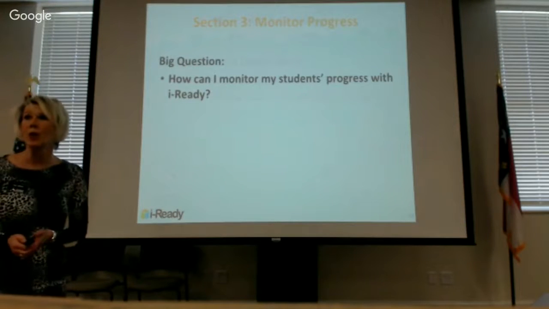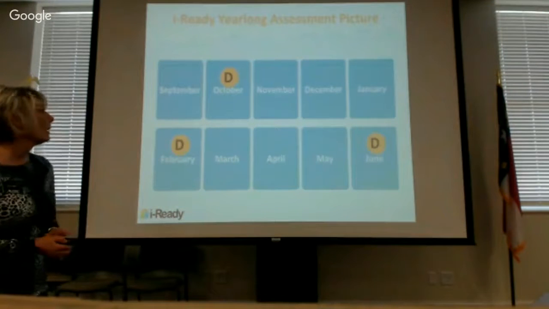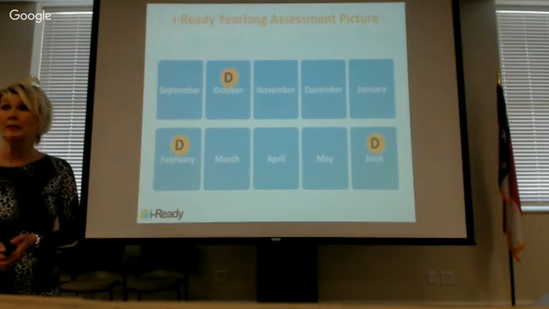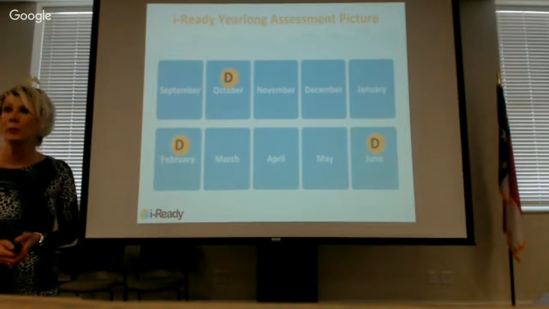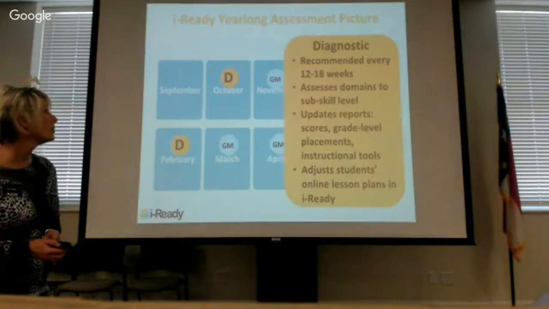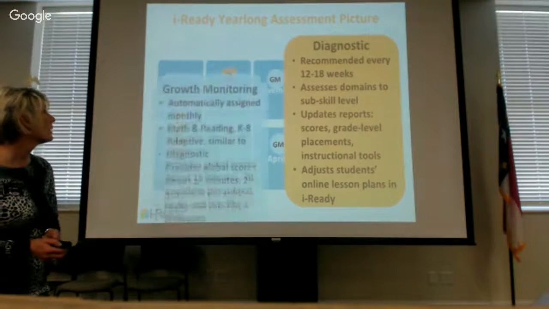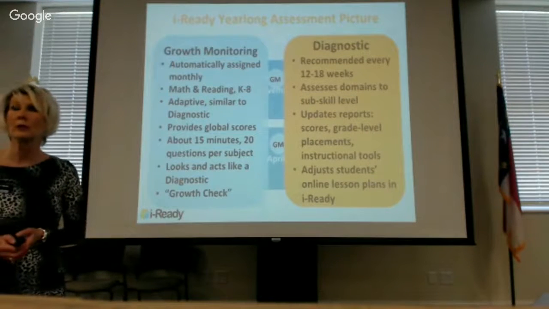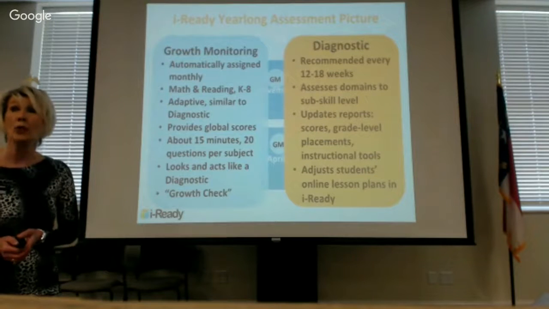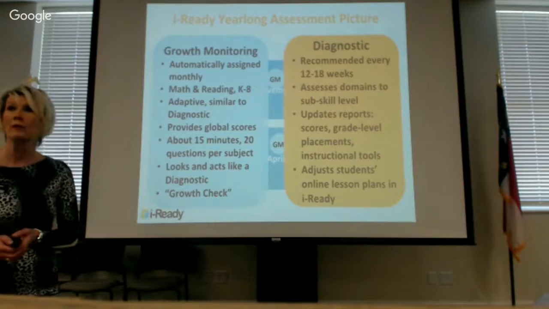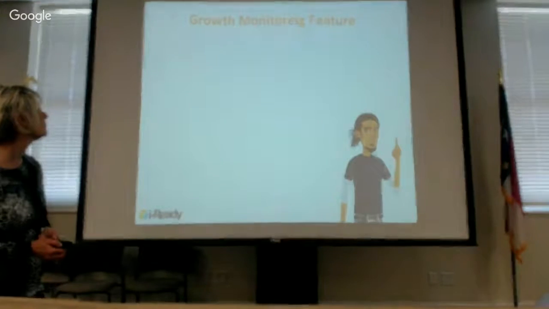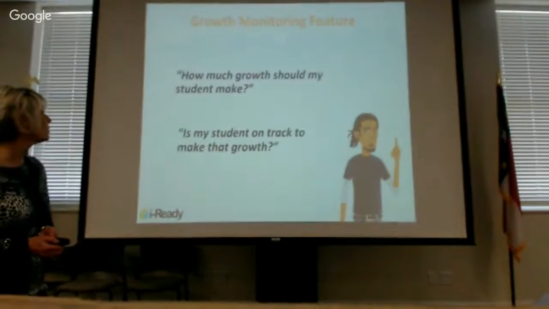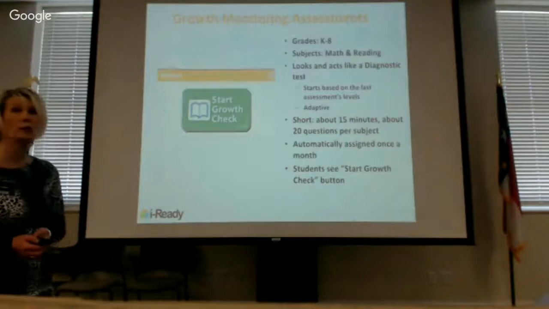How can I monitor progress? Okay, remember the big diagnostics come 3 times a year. They're the ones that actually refresh all the reports and make the changes in the student placement every 12 to 18 weeks. You've also been experiencing growth monitoring with your students, which comes every 30 days. That's the small temperature check that your students undergo, about 15 questions, about 20 minutes. How much growth should my student make? Is my student on track?